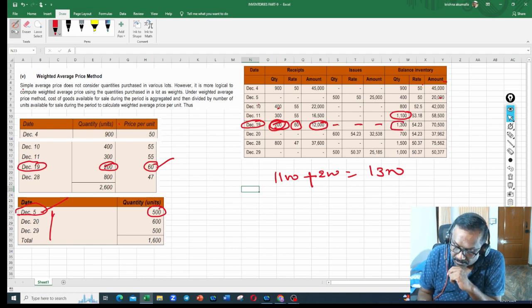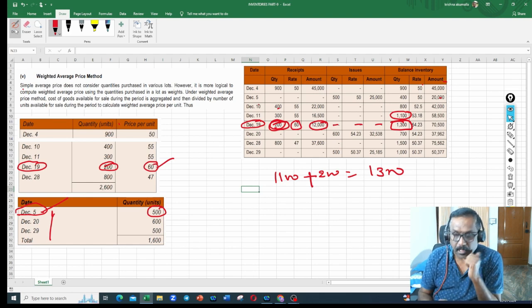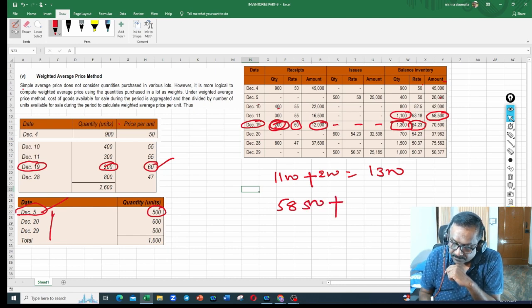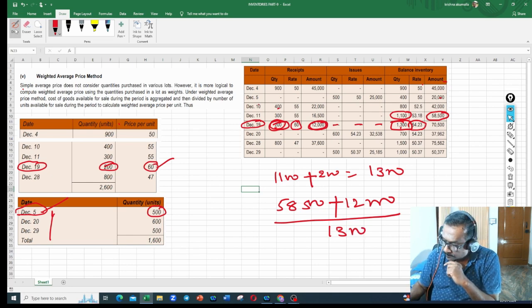So see, 1300. We mentioned 1300. Clear? Now we need to go ahead with the average price. How do we get the average price? Take the previous closing value, 58,500, plus how much we purchased, 12,000, divided by the closing quantity, 1300.